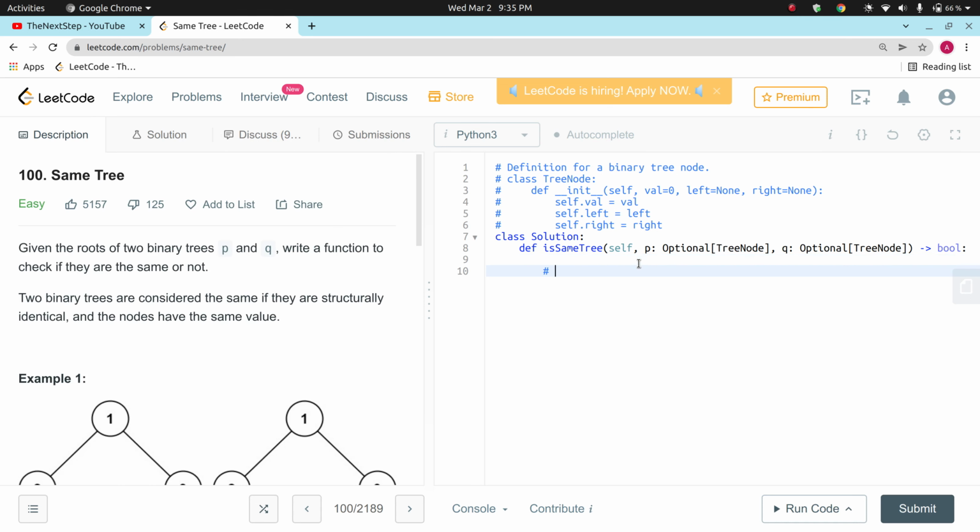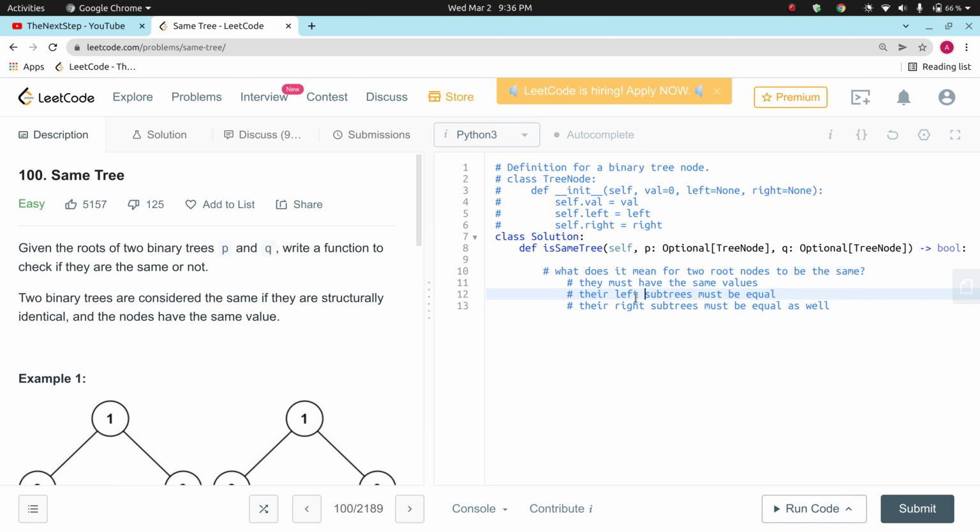So let's try to break the problem down. What does it mean for two tree nodes to be the same? So basically what it means is they must, let's say for two root nodes, okay? They must have the same values, and they must, let's say their left subtrees must be equal, and their right subtrees must be equal as well.